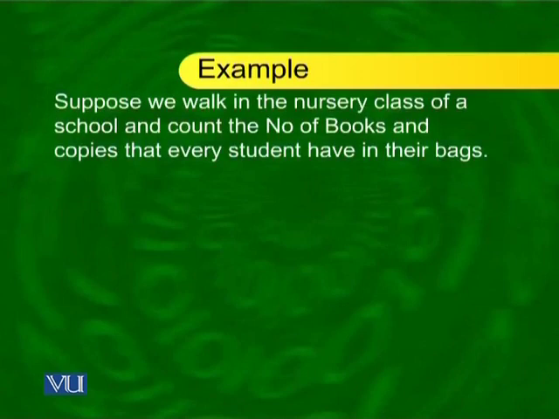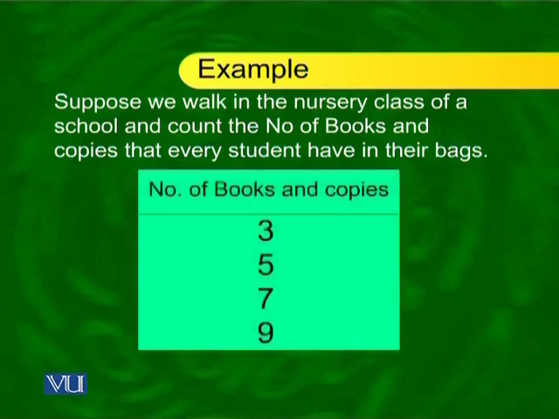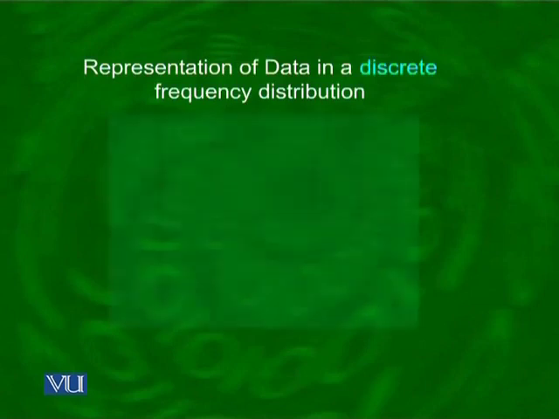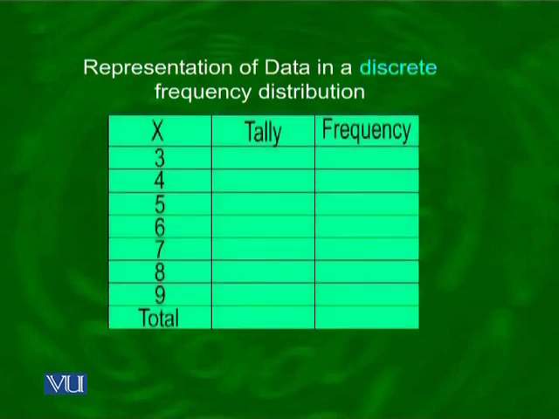Suppose we walk into the nursery class of a small primary school and we count the number of books and copies that every student has in his or her bag. Obviously, we will get data which will be in whole numbers, as you can now see on the screen. 3, 5, 7, 9. This is the number of books and copies that the various children have in their bags. Now, how will we convert this data into a frequency distribution?